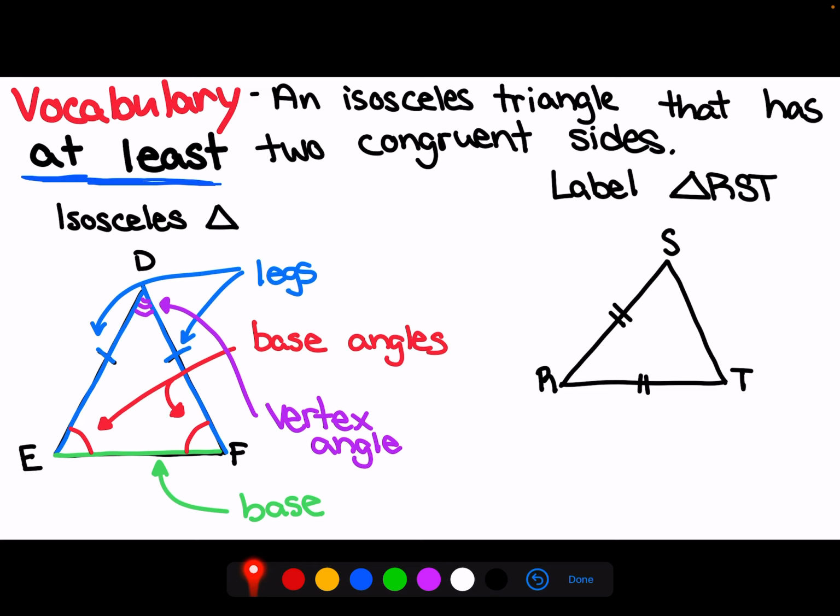Now, the last part that we have is the vertex angle. The vertex angle is the only other angle. It's where the legs meet, and it's the only angle that is not a base angle. So the vertex angle is where the two congruent legs intersect each other.